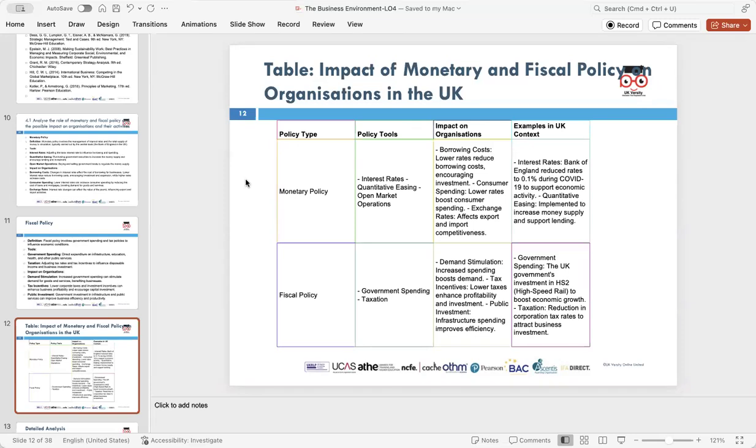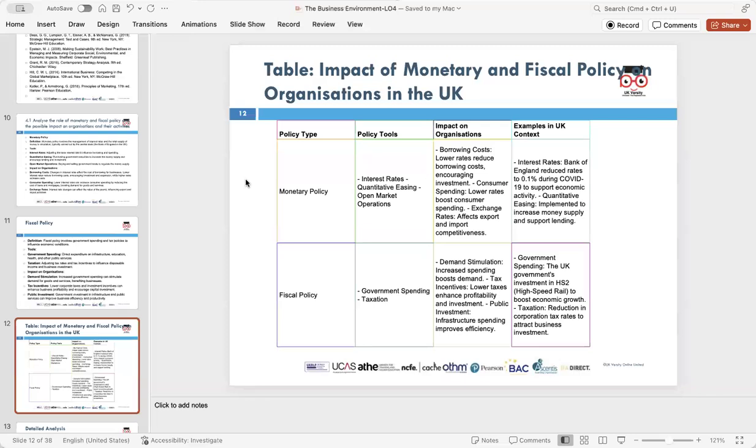Low interest rates reduce borrowing costs, encouraging investment and expansion. For example, during the COVID-19 pandemic, the Bank of England reduced interest rates by 0.1% to support economic activity by making borrowing cheaper for businesses and consumers.